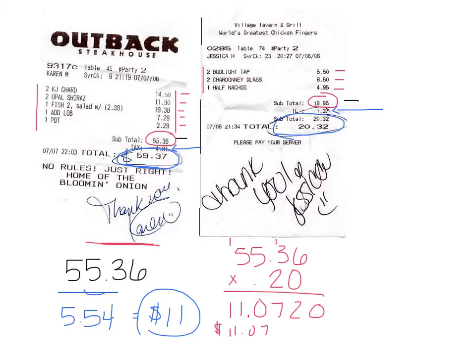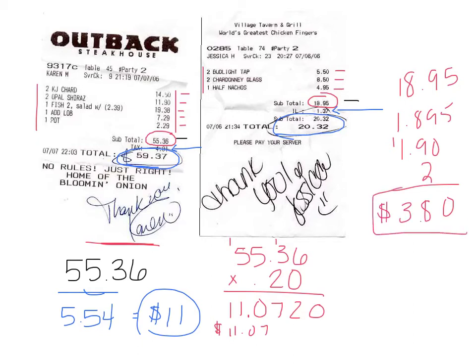Well, let's do it with this guy. $18.95 is the total. And if we think about 10%, 10% would be like 1.895, which is rounded to 1.90. But we don't want to give a 10% tip unless they were just really terrible. So we want to give a 20% tip, which means multiply this by 2. If you multiply it by 2, you get $3.80. And that is about the tip that you would leave on this bill.